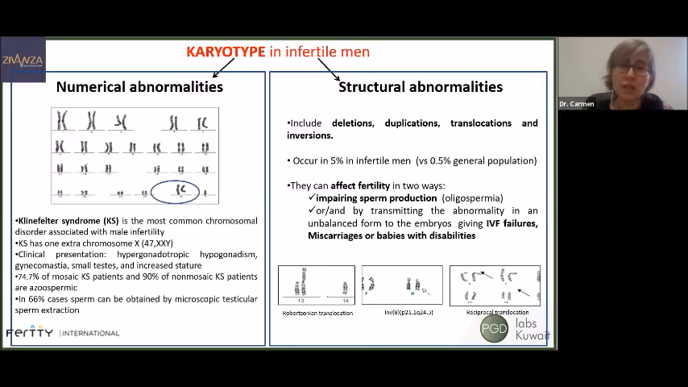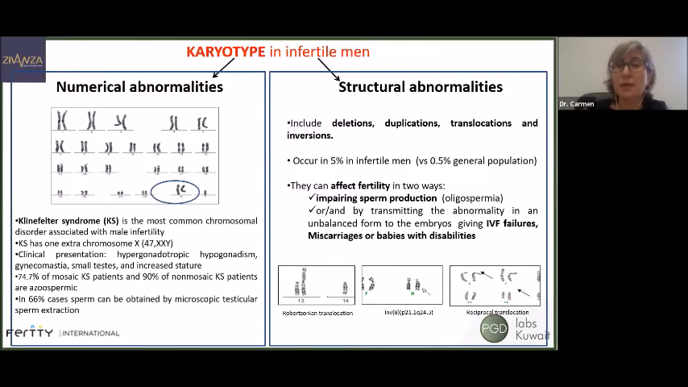The other type of abnormalities that can affect infertile men are the structural abnormalities. This can include any kind of structural abnormalities: deletion, duplication, inversion, translocation, etc. And it has been detected that this kind of abnormalities are more frequent in infertile males, around 5% of them, compared with the general population.